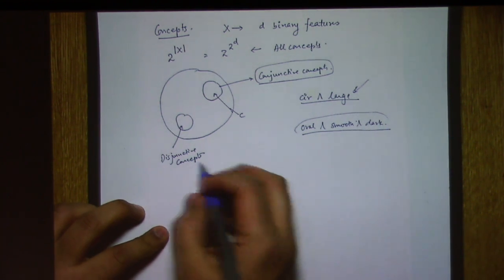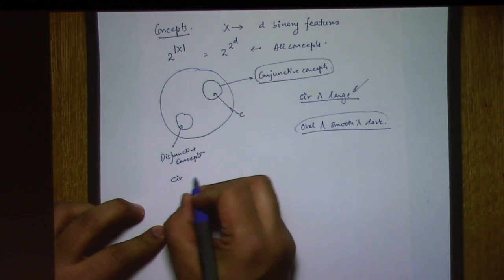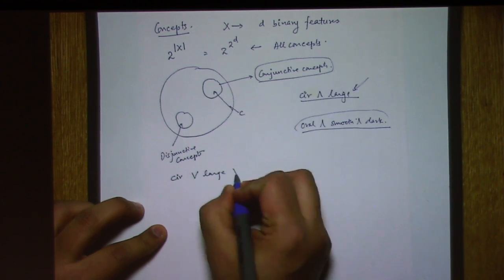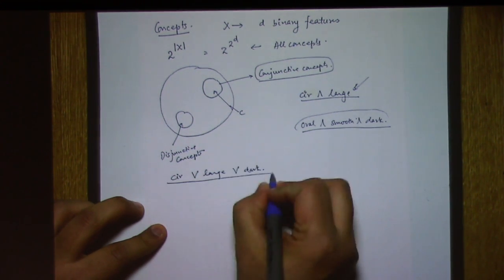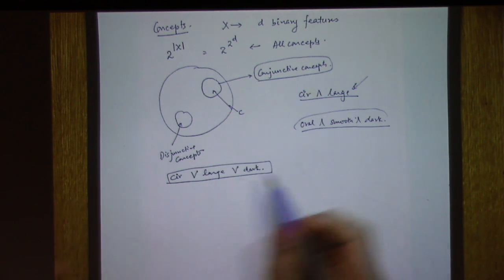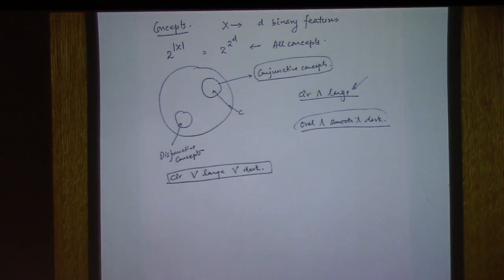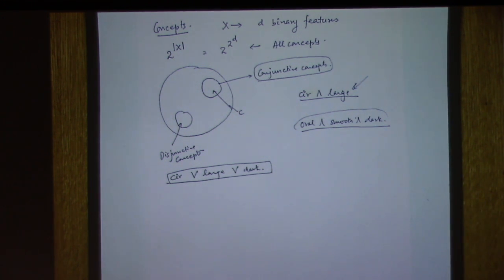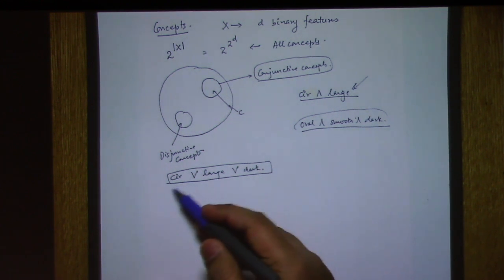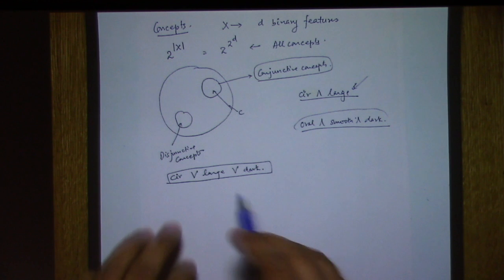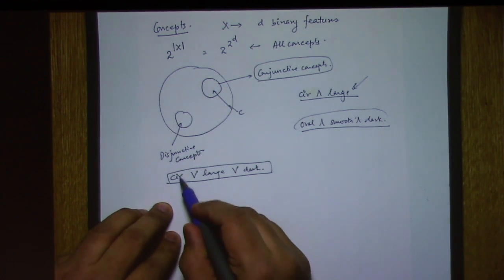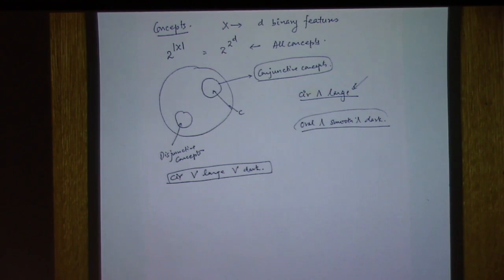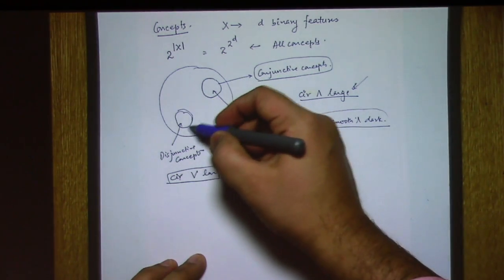You can have a disjunctive concept, in which you say anything circular or large or dark. You can see it's different from this, because what this says is that if the tumor is either circular or large or dark, or all three, or one or two, at least one of these things has to be true, then I'm going to call it a malignant tumor, right? So the concepts that can be written in this form are known as disjunctive concepts. So they would be a separate class here as well.